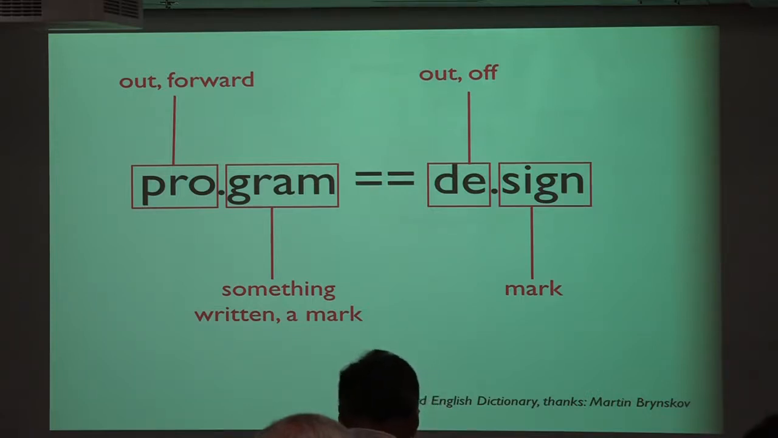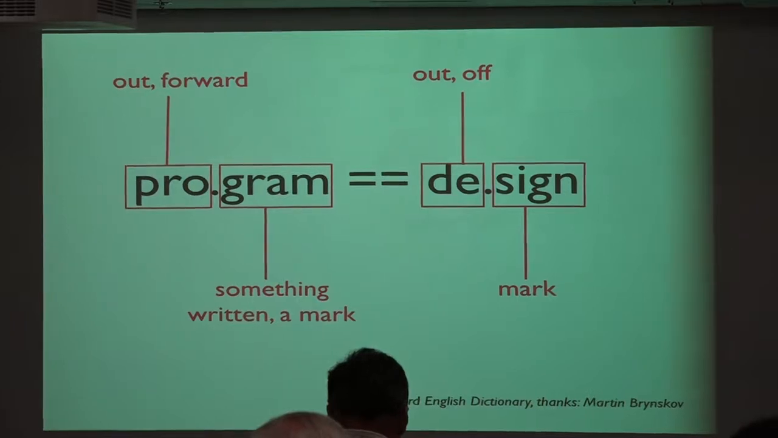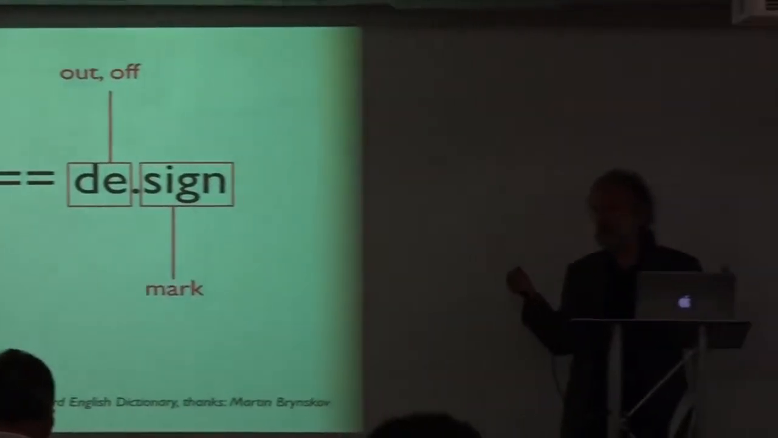But if you look at the two words, to program, right? I fell in love with programming as a 12-year-old, a 13-year-old. You look at the word program, and then I went to college and I studied design. And much later it was pointed out to me that the two words are really in parallel. So pro is the prefix meaning out or forward, and gram is the suffix meaning, or the root meaning, something, a written mark. Design is the de meaning out or of, off, and sign is, of course, a mark. So these two words, to program and to design, are really one and the same in root meaning.